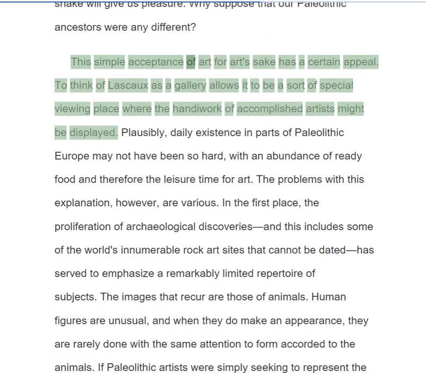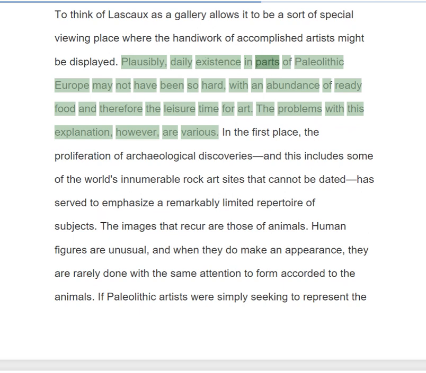This simple acceptance of art for art's sake has a certain appeal. To think of Lascaux as a gallery allows it to be a sort of special viewing place where the handiwork of accomplished artists might be displayed. Plausibly, daily existence in parts of Paleolithic Europe may not have been so hard, with an abundance of ready food and therefore the leisure time for art. The problems with this explanation, however, are various.